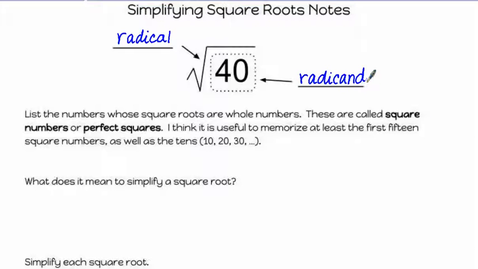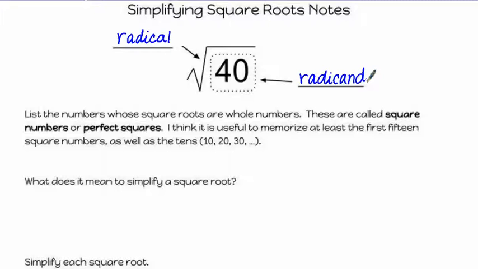Some radicands have nice whole number square root values. The square root of 36 is 6. The square root of 49 is 7. The square root of 40 is somewhere between 6 and 7. What we're looking at today is keeping our answers as numbers that don't involve long, ugly decimals. I want something that involves whole numbers. I want something that involves a very short answer.